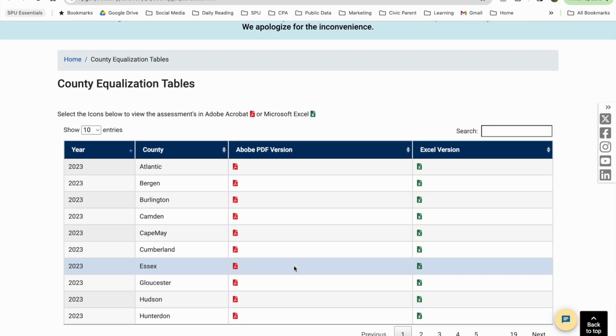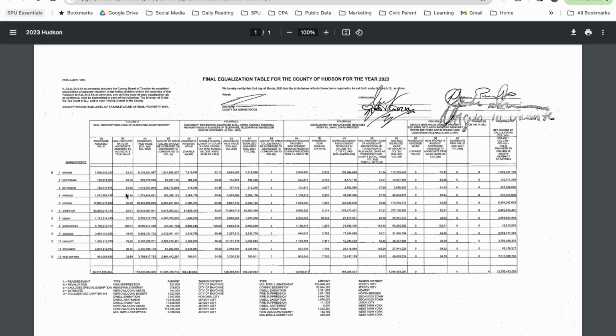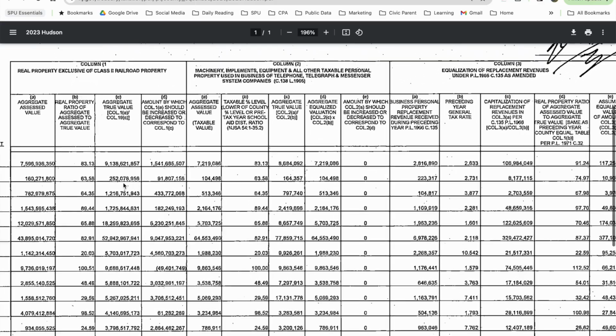So as an example, let me go to Hudson County, and the PDF version is fine here. I'm going to click on the PDF. And these are going to look different, and they might be small, and this is a very big spreadsheet. I don't want you to be overwhelmed when you first open it. I'm just going to zoom in here.